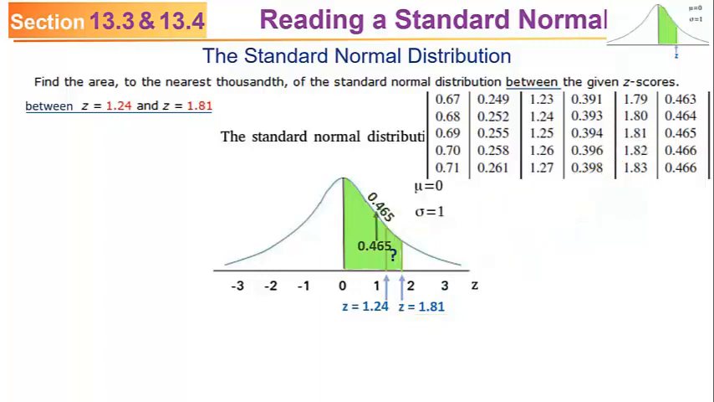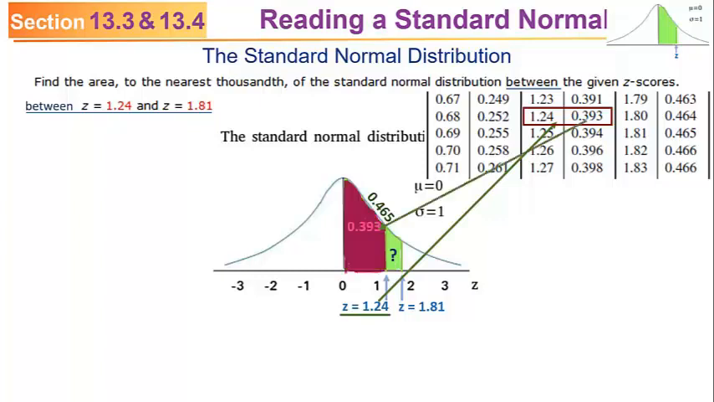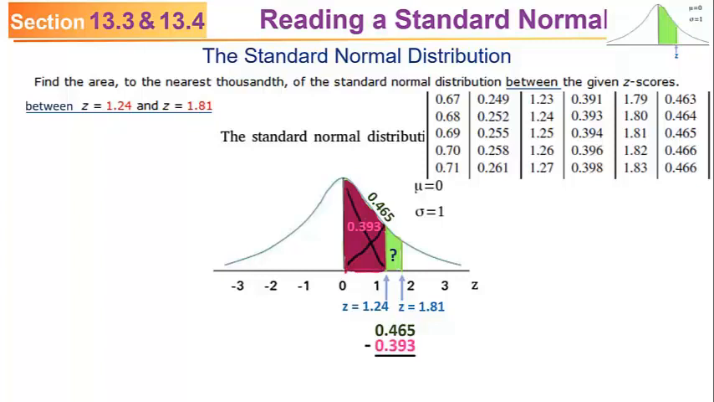All I have to do is take that 0.465 and put it aside and go back to the table and look up 1.24, and that gives me 0.393. That gives me the area that I want to get rid of. If I take the 0.465 area and subtract off the 0.393 area, I'm left with the area that I want, which turns out to be 0.072. So there's a little trick.